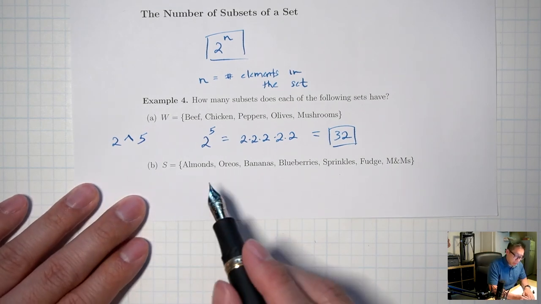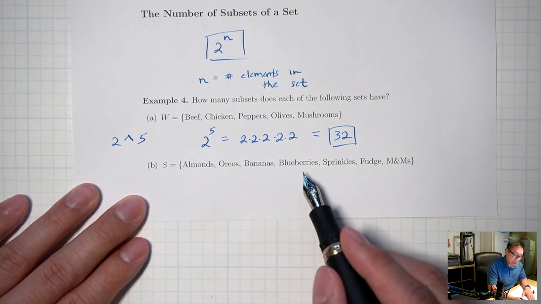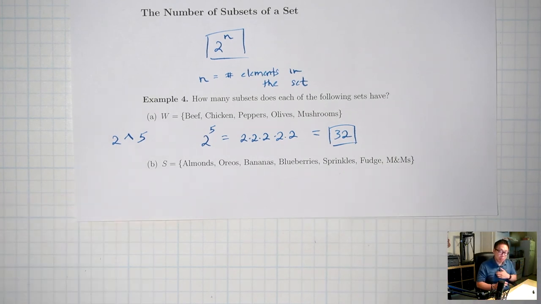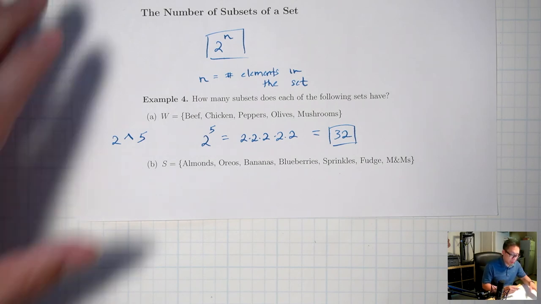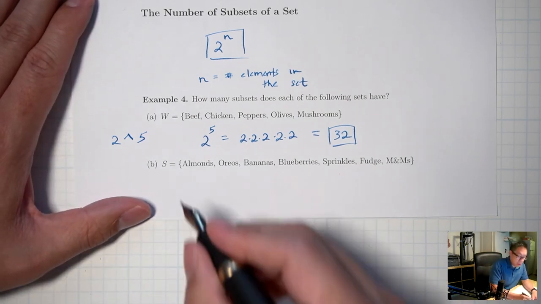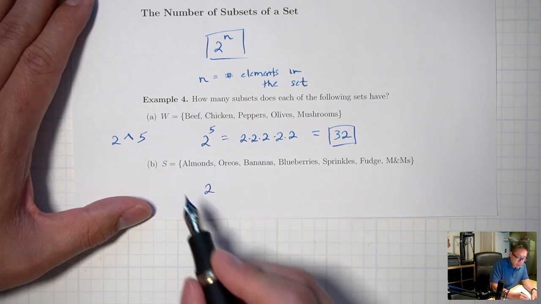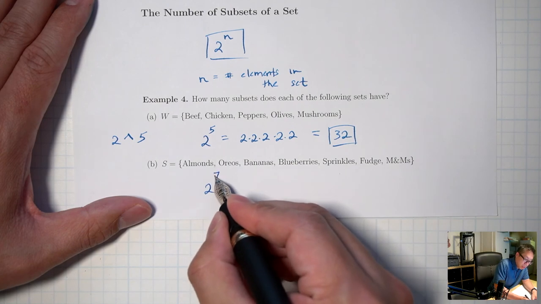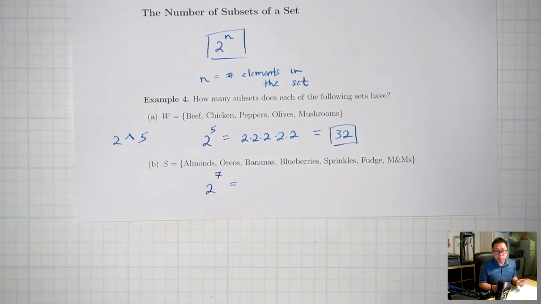Part B, almonds, Oreos, bananas, blueberries, sprinkles, fudge, M&Ms. Looks like these are the toppings you can put on yogurt or ice cream, right? Okay, so how many possible combinations can they put on an ice cream or a yogurt? 2 to the power of count. That's 1, 2, 3, 4, 5, 6, 7. 2 to the power of 7. Okay, which just means 2 times 2 times 2, 7 times.